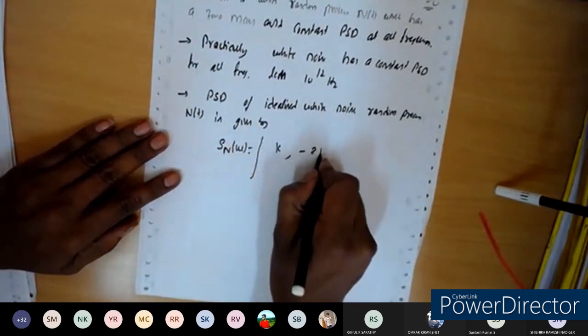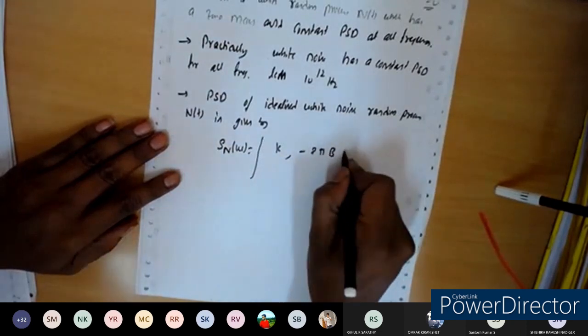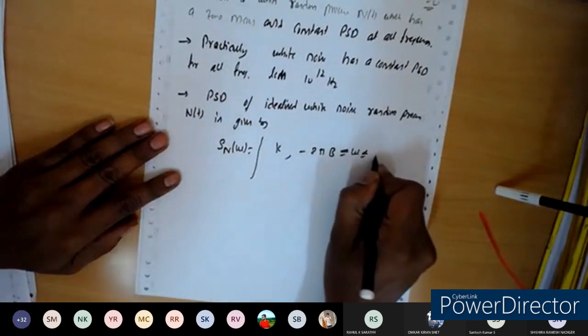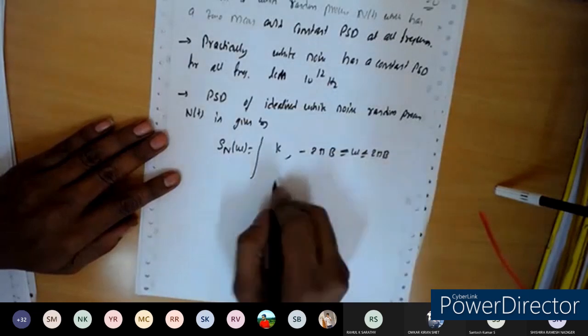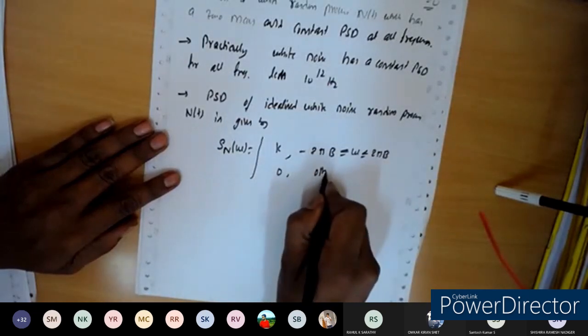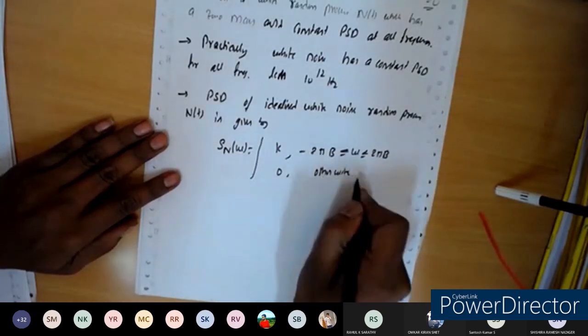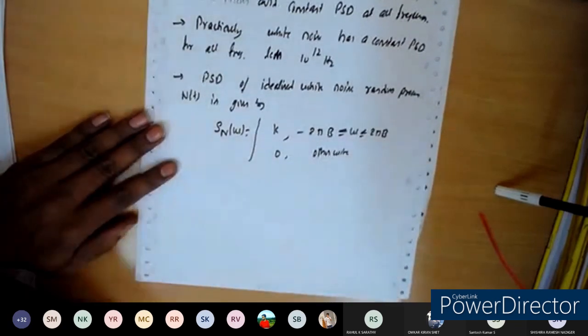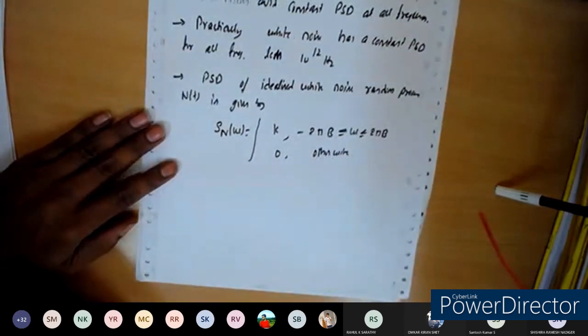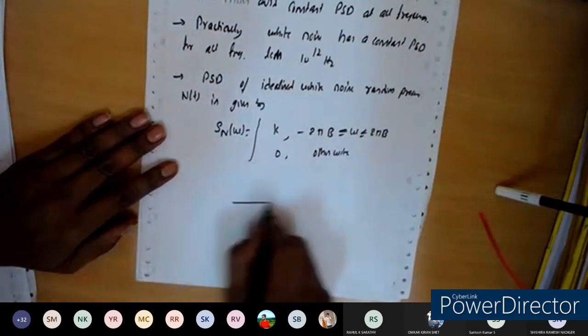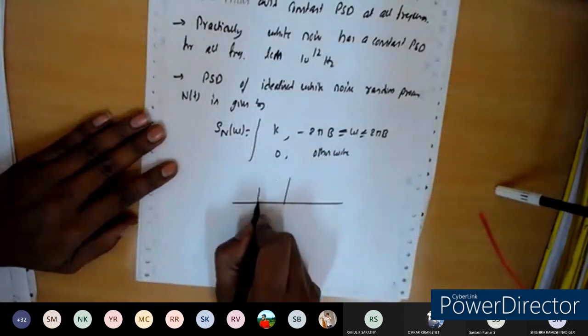From minus 2 pi B less than or equal to omega less than or equal to plus 2 pi B, and it will be 0 otherwise. This is the value which you are going to define here. It has a constant value from minus 2 pi B.